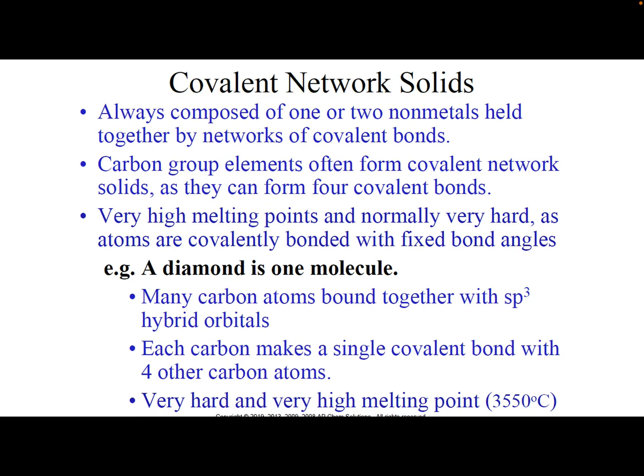Covalent network solids are always composed of nonmetals, one or two nonmetals held together by networks of covalent bonds. And often it's a carbon group. So the biggest examples of covalent network solids, if you guys remember when you did that one virtual lab, a diamond, not that we had that, but we did have graphite. So those are two carbon compounds.